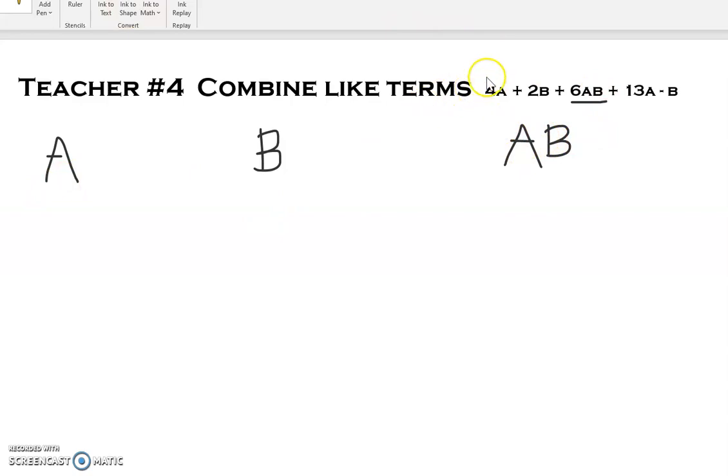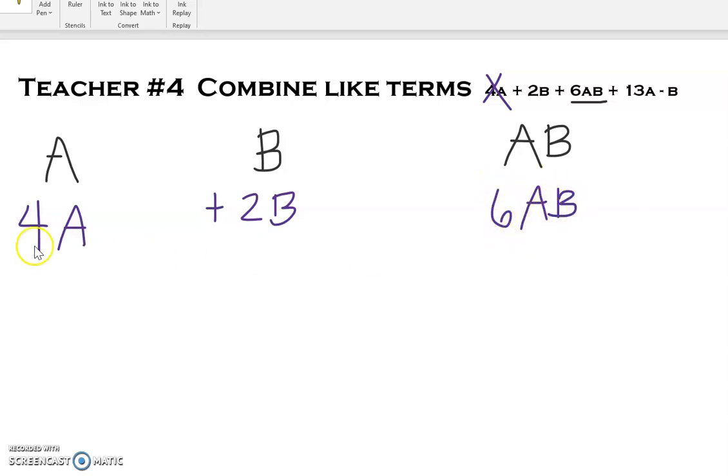Right, for A, let's see, I have 4A, that goes underneath the A column. Plus 2B, that goes in the B column. Plus 6AB, okay, so that is going to go under the AB column. Okay, I don't want to put it in the A or the B because it has to have both. My fourth term, I have plus 13A, so I'm going to go ahead and put that in the A column. And lastly, minus B, which is really minus 1B.